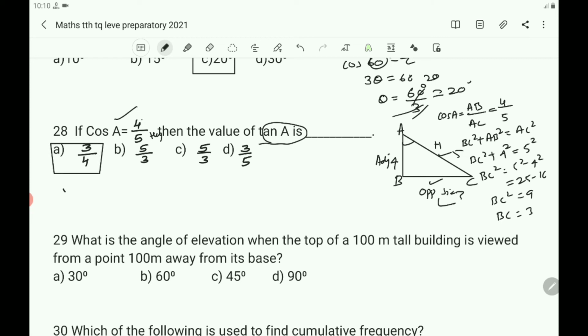Here you must be quick in calculation. If you know the Pythagorean triplets and also the trigonometric ratios of tan and cos, then you can find the answer easily.